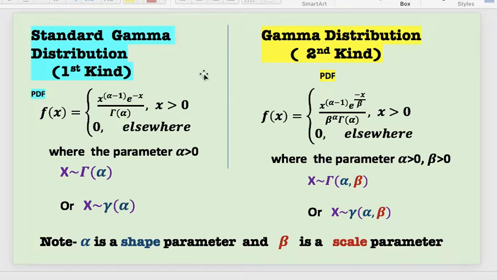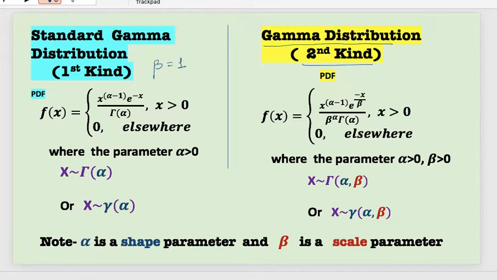Next, this slide is talking about the standard gamma distribution, because we can write the gamma distribution in two forms. On the left side I have written the first kind, which is also known as the standard gamma distribution. And how do we find out whether it is standard or not? For that, remember that there are two parameters for the gamma distribution of the second kind, beta and alpha. But when we take beta equal to 1, it is defined as the gamma distribution of the first kind, or we can say the standard gamma distribution.